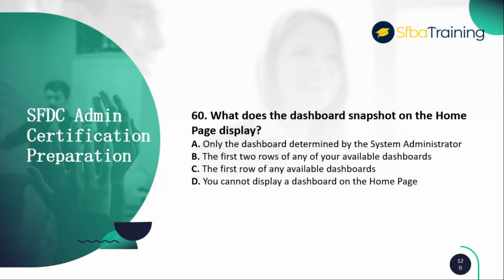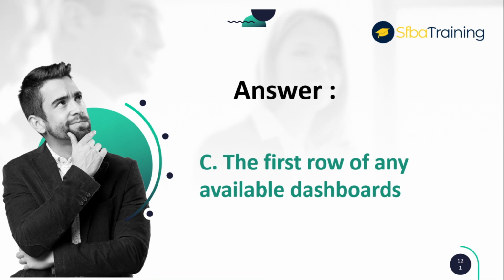Number 60. What does the dashboard snapshot on the home page display? A. Only the dashboard determined by the system administrator. B. The first two rows of any of your available dashboards. C. The first row of any available dashboards. D. You cannot display a dashboard on the home page. The answer is C, the first row of any available dashboards.